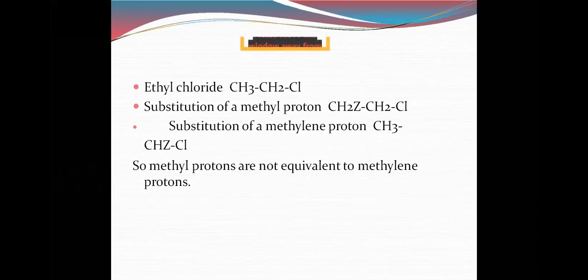Two types of proton. CH2 has two protons, and CH3 has three protons, each group with a similar chemical environment. So in total there are 5 protons, but the types of proton are 2 and the number of protons is 5.